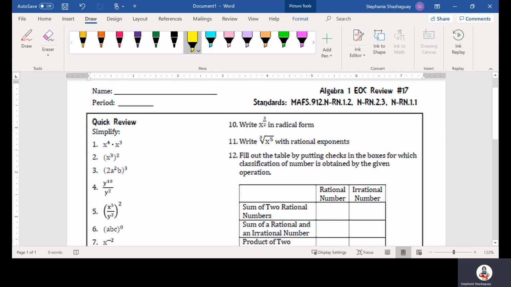All right, in this video, we're going to do EOC review number 17. This is our last week of reviews. In this first part, which is a quick review, we are asked to simplify using exponent properties. If you're struggling with this skill, I suggest looking back at section 1 for exponent properties. You can also look on YouTube for exponent properties, or ask Ms. Shishagwe or Ms. Inuez for some extra practice if you need it.